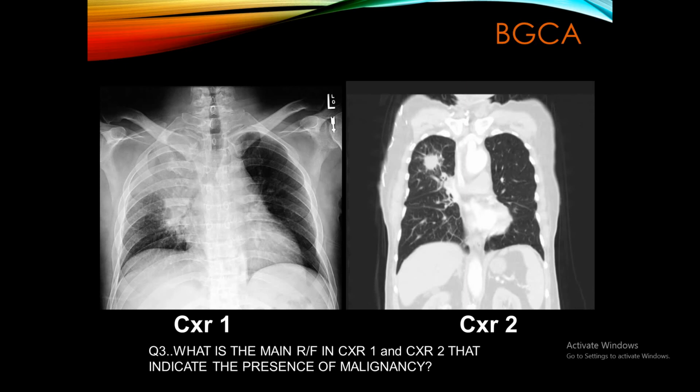Chest X-ray number 1. This is example of what is the key features in this chest X-ray. هاي سؤال كم. Chest X-ray number 2. طبعا this is not a chest X-ray. This is a CT scan coronal section. We have a nodule, but this is a malignant, and it's clearly malignant. And I'm asking you about the key features which make us thinking of malignant nodule in this CT scan.